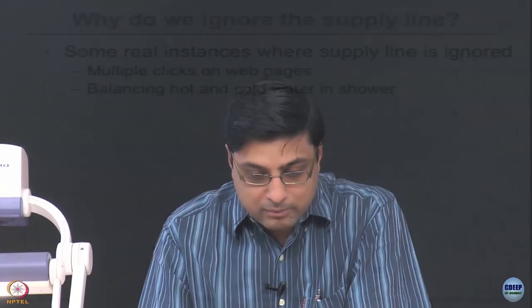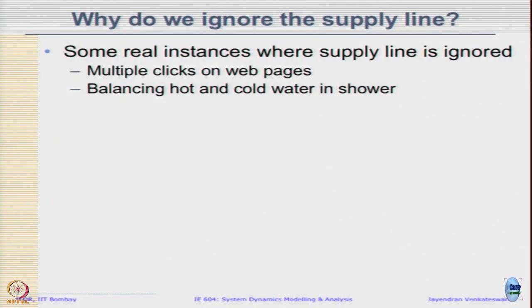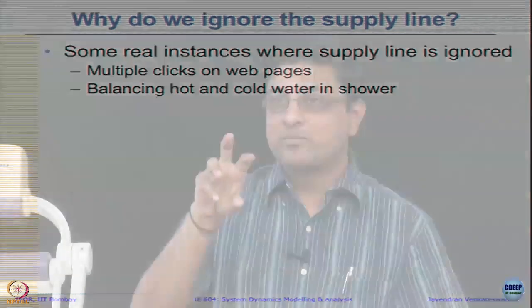Balancing hot and cold water in the shower, especially if it is a new place, it takes some time to get used to it. Maybe in your home or in your hostel, you know exactly where to change the dial. But in a new place, you don't know where to set it. You set it, there will be cold water in the pipe, it has to come out, right? But then you make it really warm, and then suddenly you get a lot of warm water, then again you close it. That's because you didn't account for the supply line, because the information is not available to you to make the decision.